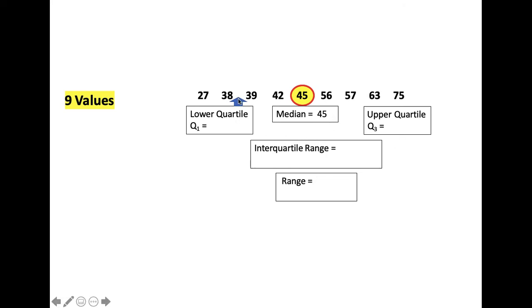2 values. So the lower quartile is between 38 and 39. So you just take the mean average, 38.5. Similarly, with the upper quartile, it's 4 values, so the upper quartile is between 2 values. So you want to go halfway between 57 and 63. So if you just add them up and divide by 2, you get their mean average, which is 60. So the upper quartile is 60. The interquartile range is 60 minus 38.5, which is 21.5. And the range is 75 minus 27, which is 48.